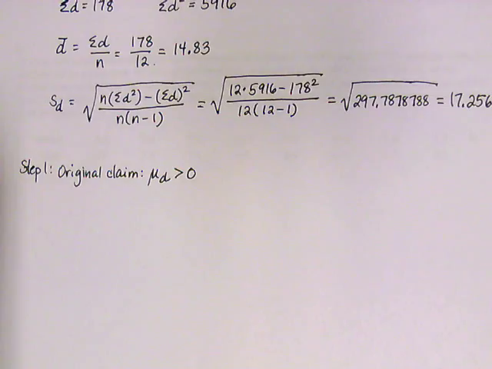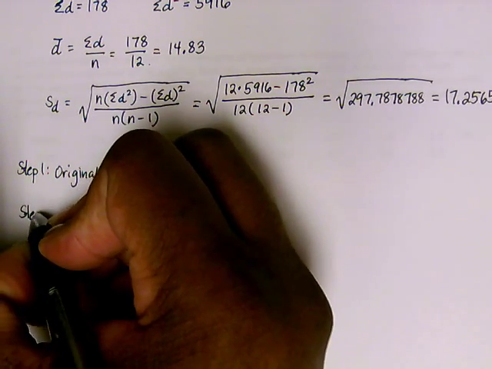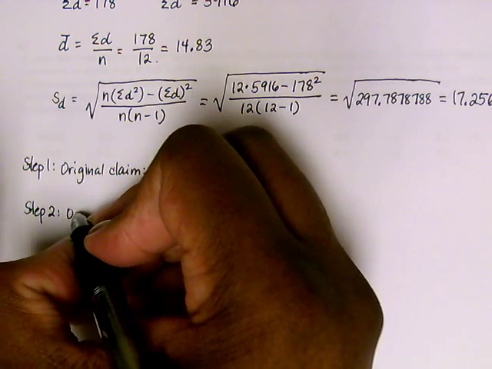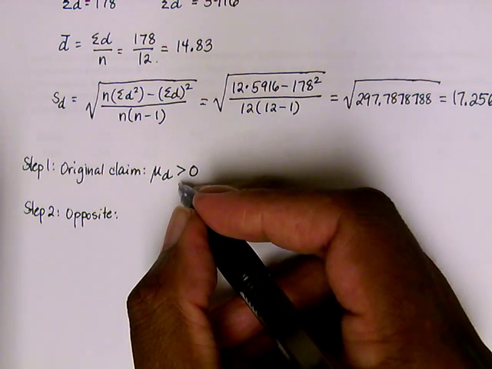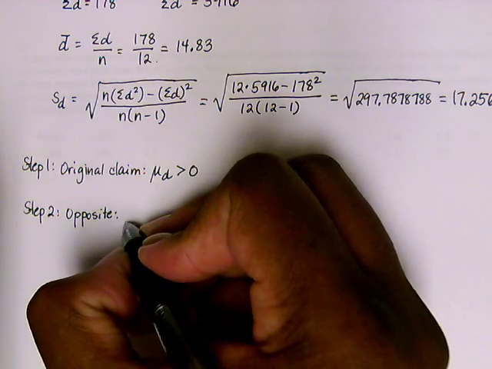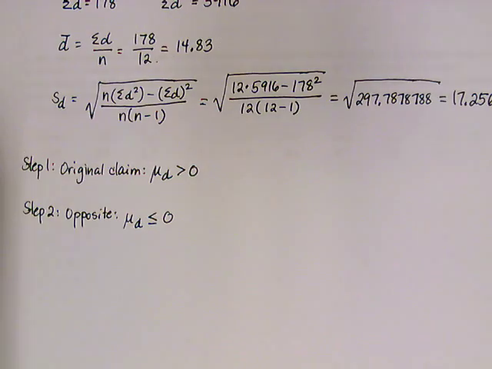So you want to be very careful how you write your original claim with this type of problem here, because it says lowering blood pressure. That means we want our differences for the before and after to be bigger than 0. So mu sub d is going to be bigger than 0. Step number 2 is the opposite of the original claim. The opposite of greater than will be less than or equal to. So mu sub d is less than or equal to 0.